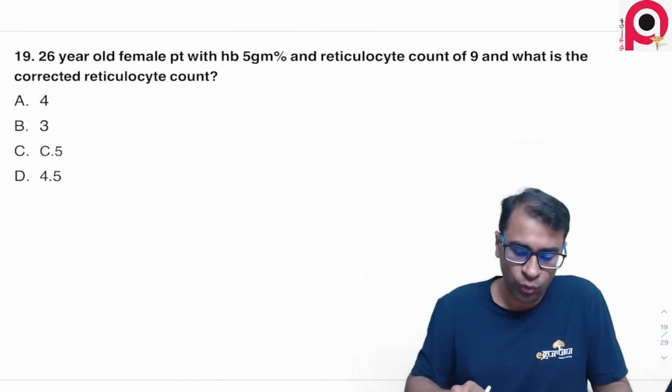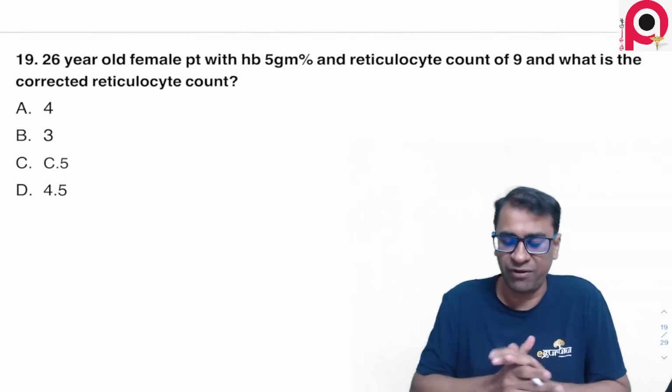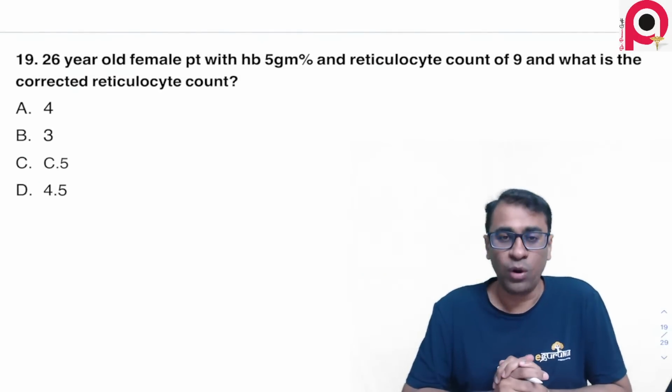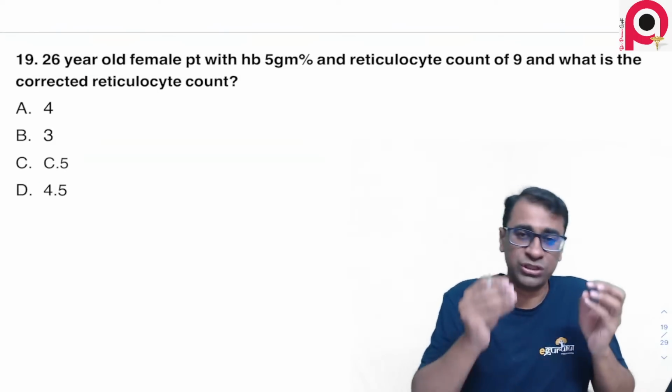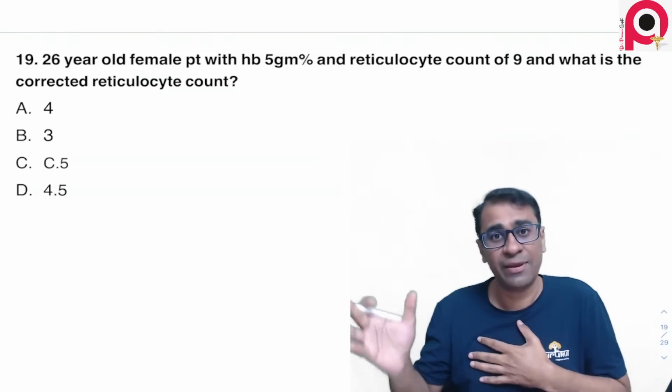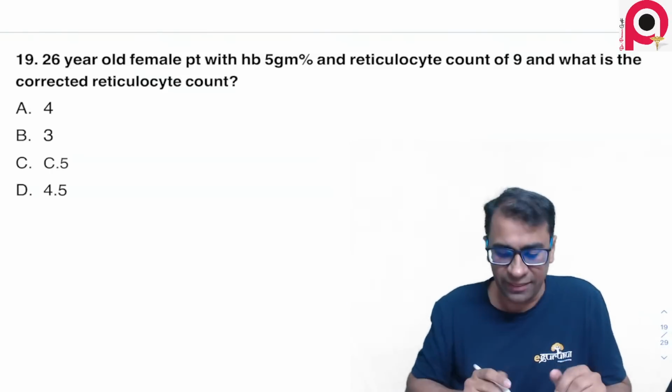A 26-year-old female patient has hemoglobin of 5 and retic count is 9. What is the corrected retic count? अब बताओ, जिसने मेरा क्लास ज्वाइन किया उसने ये सॉल्व किया है. मेरे क्लास में I've given you only one option and that is this question.